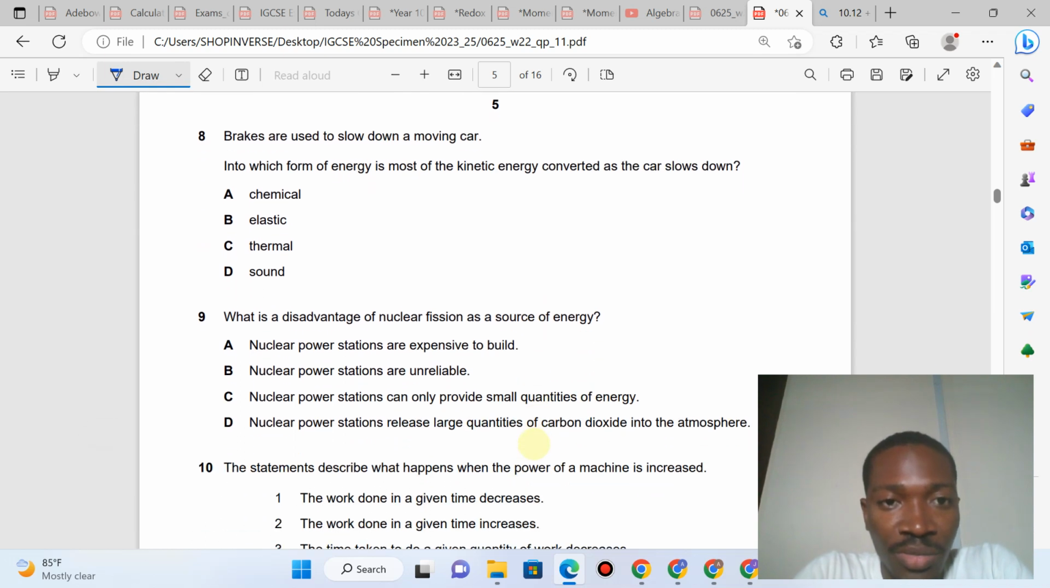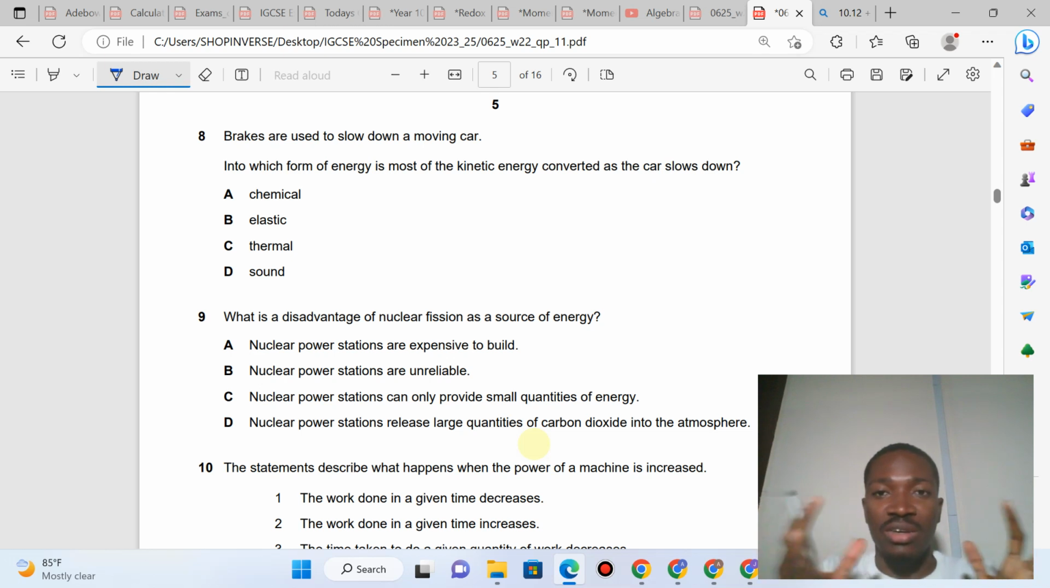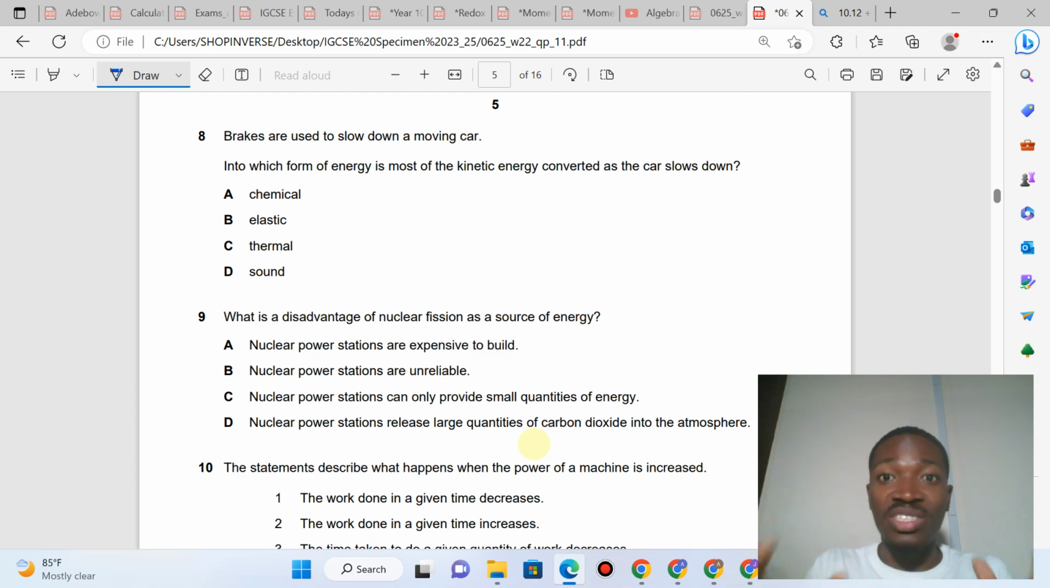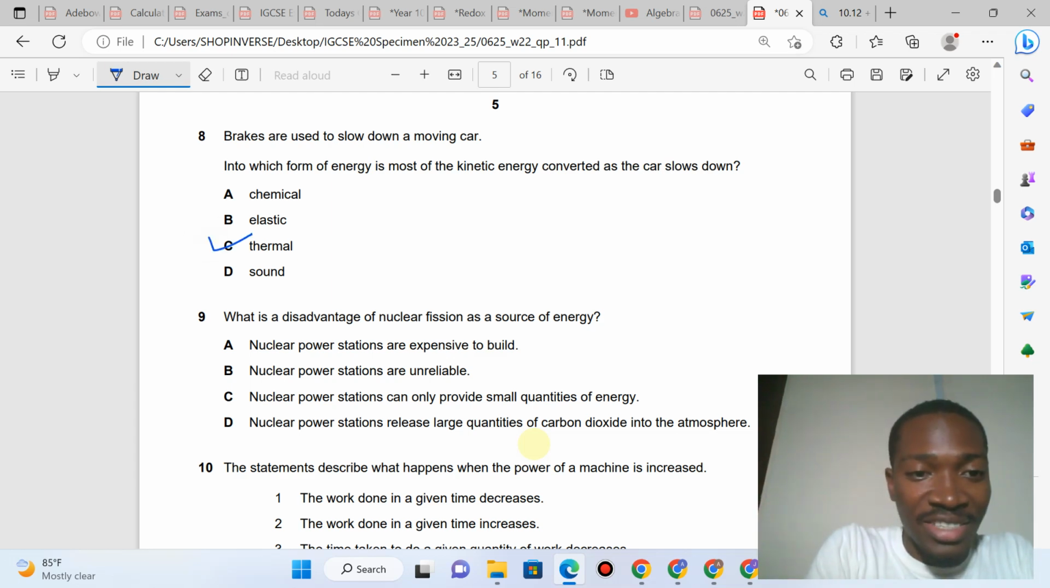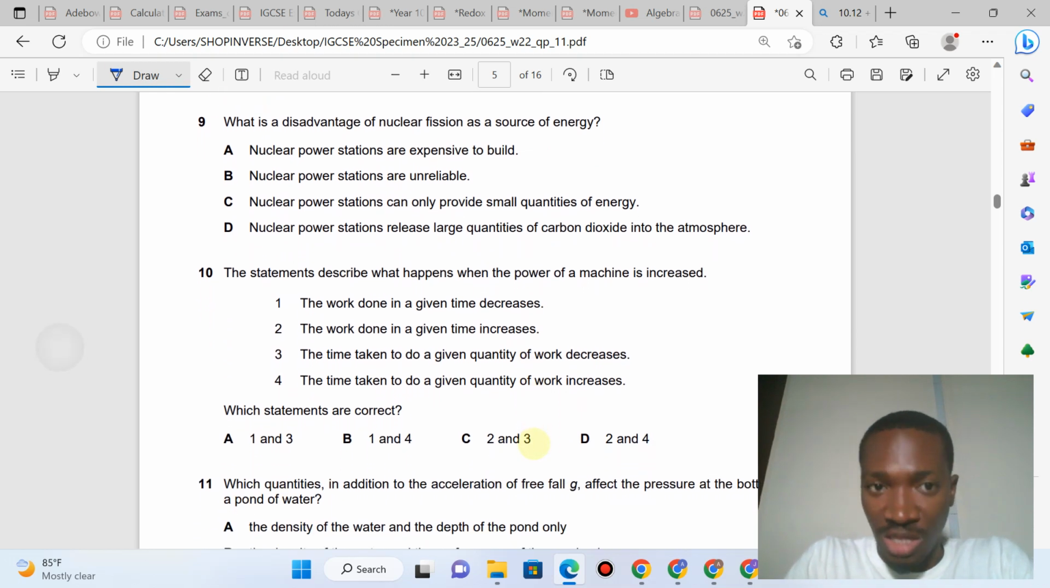Question 8. Brakes are used to slow down a moving car. Into which form of energy is most of the kinetic energy converted as the car slows down? When you apply the brakes on your car and you're trying to slow it down, the brake pad will grip onto the wheels of the moving tires, and that would create friction. And friction produces what? Friction produces heat. So it is thermal energy. Thermal energy is the energy that is a result of heat.